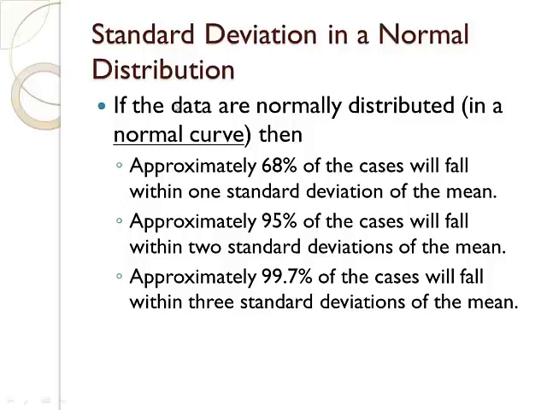If you do have data that are normally distributed in a normal curve, then knowing the standard deviation provides you with a lot of information. You will know that about 2/3 or 68% of the cases will fall within one standard deviation of the mean. About 95% of the cases will fall within 2 standard deviations of the mean. And almost everybody, almost all the data, about 99.7% of the cases will fall within 3 standard deviations of the mean.